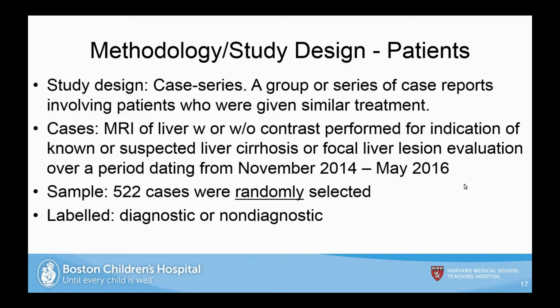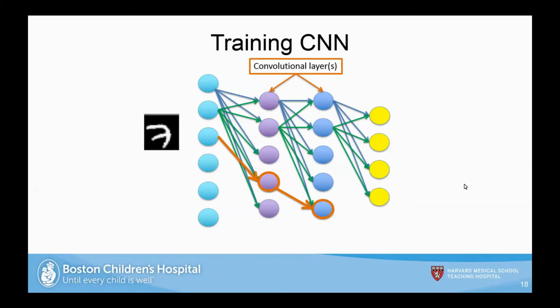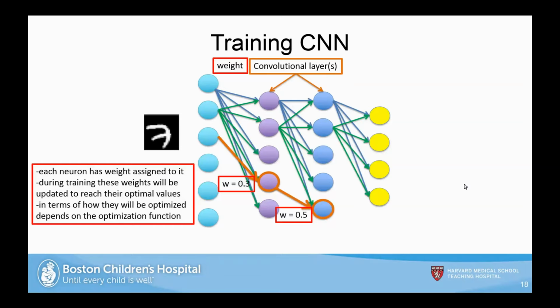And as I mentioned, for the non-diagnostic, you saw the image before, that image just can't be used, versus diagnostic, which is an image that can be used to assess liver lesions. So 351 cases were used for actually training the deep learning algorithm, and 171 cases were used for testing.